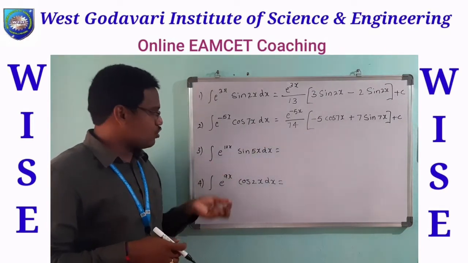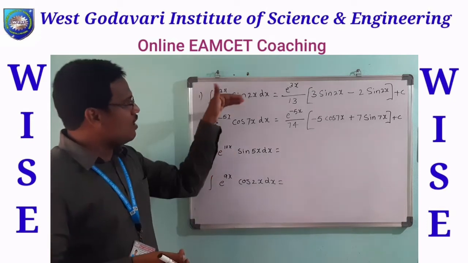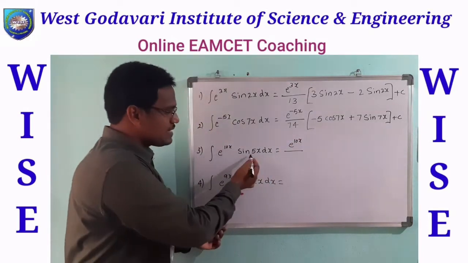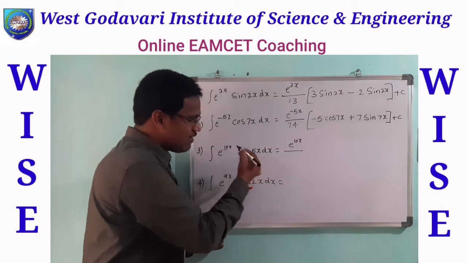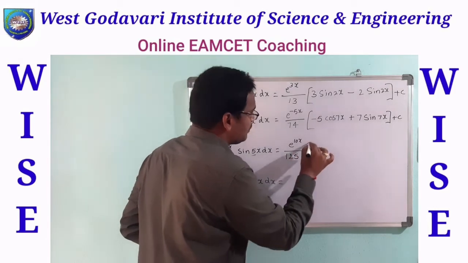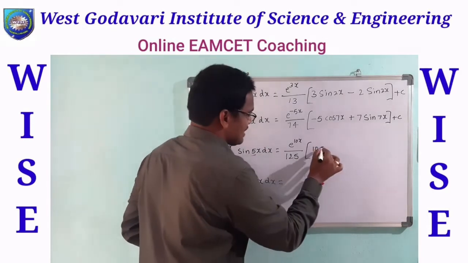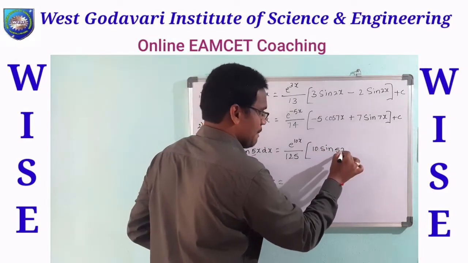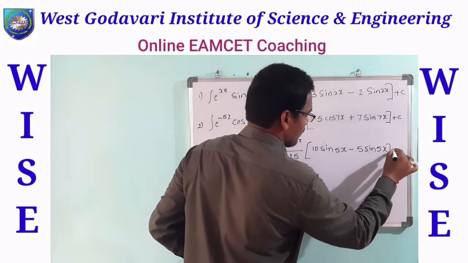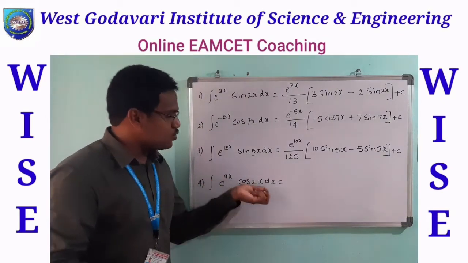Now see another question, integration of e power 10x into sin 5x dx. This question is the same as the first one. So e power 10x by m square plus n square, where 10 is the m value and 5 is the n value. So 10 square plus 5 square is 125. So 10 sin 5x minus 5 cos 5x, plus c. That's all. Now see the last one, the integral of e power 9x into cos 2x dx.